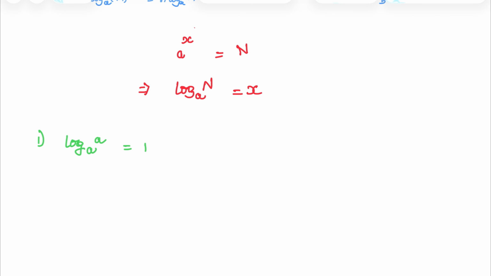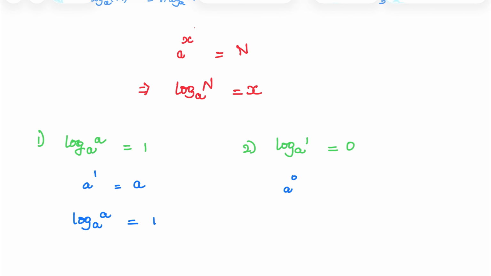See, log a base a equals 1. We already know a power of 1 equals a. If we convert this into a logarithm, what will happen? Log a base a equals 1. Log 1 base a equals 0.